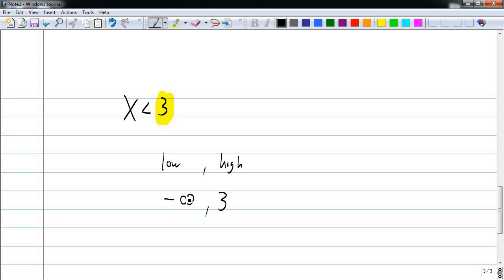Okay, now there's a parenthesis on the infinity. Always, always, always. How about the 3? The 3 is not included because it's less than. It's not less than or equal to, so I have an open interval. Okay, let's do another one.